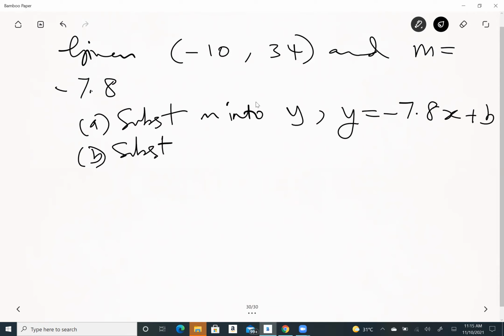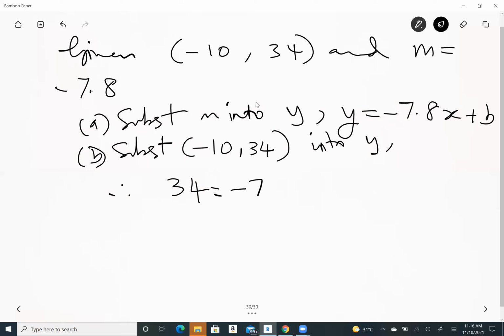Now, the second part, we substitute that point. Only 1 point, so you don't have to label x1, y1. I said earlier we can say it as x1, y1, but if you don't do that, it's also fine because there is only 1 point. So you substitute the point into y. Therefore, what you get will be 34 equal to negative 7.8 multiplied by negative 10 plus b.